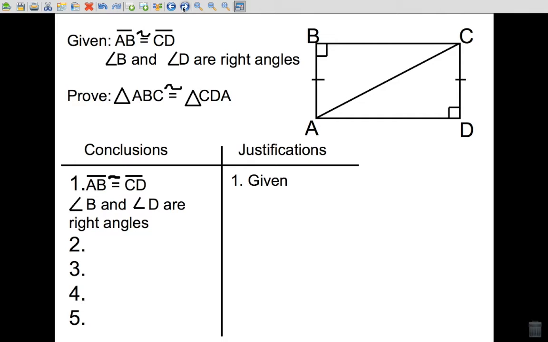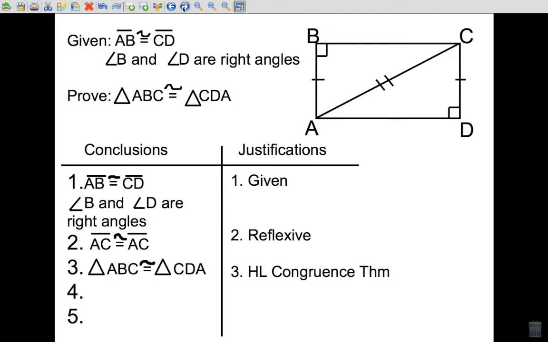Looking at the two triangles, we see that they share segment AC. Therefore, we can conclude that AC is congruent to itself, whether it's on the triangle up above or the triangle down below. The segment AC is congruent to itself by the reflexive postulate. Now we ask ourselves, as we look at the two triangles, do we have a hypotenuse and leg congruent to a hypotenuse and leg of the other triangle? And indeed we do. So our final conclusion is that the two triangles are congruent because of the HL congruence theorem.